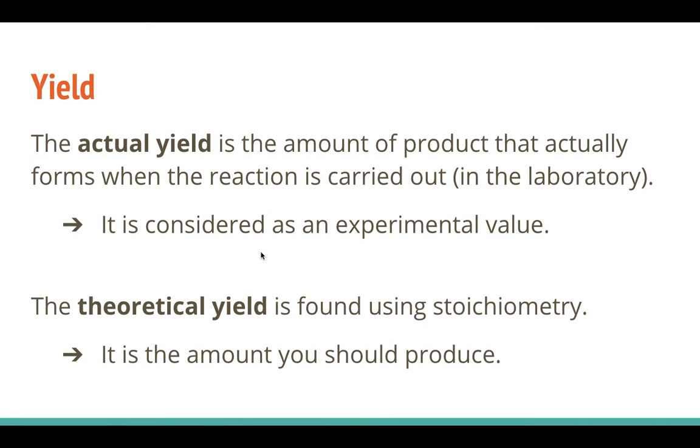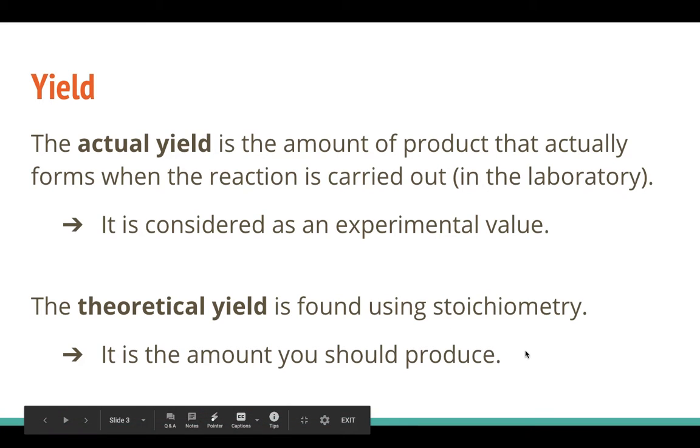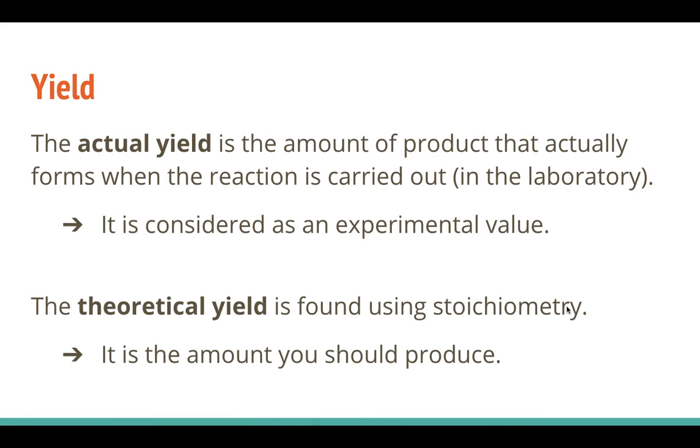The actual yield is the amount of product that actually forms when the reaction is carried out in the lab. That's your experimental value. So if you perform an experiment and weigh your product on a scale, that's your actual yield. The theoretical yield is what we're going to find using stoichiometry. That's what we've been calculating. That's the amount you should produce. You usually don't produce the full amount, okay?